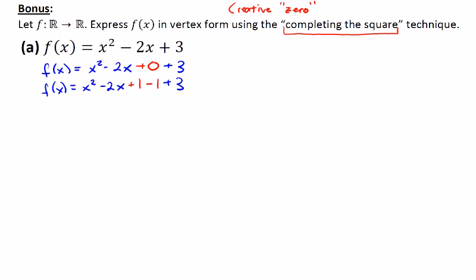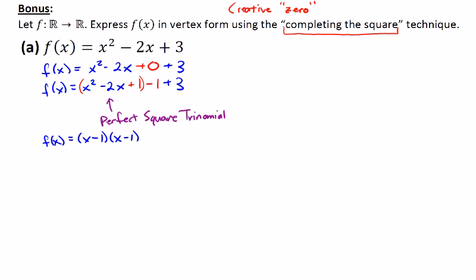Then what I'm going to do is I'm going to take the first part of my creative 0 and group it with the first two terms. Now x squared minus 2x plus 1 represents what's called a perfect square trinomial. And perfect square trinomials are special because of how they factor. They will always factor into the same factor twice. In other words, x minus 1 times x minus 1.